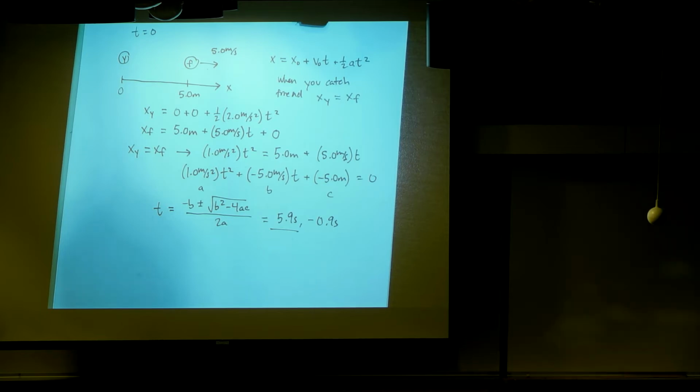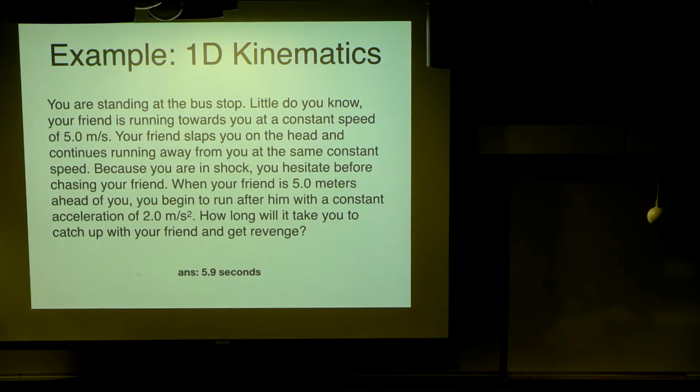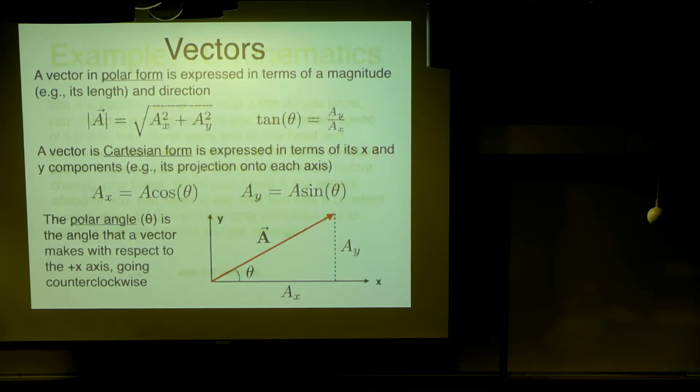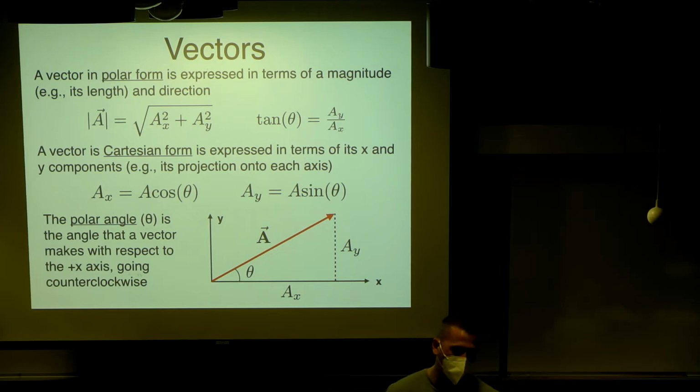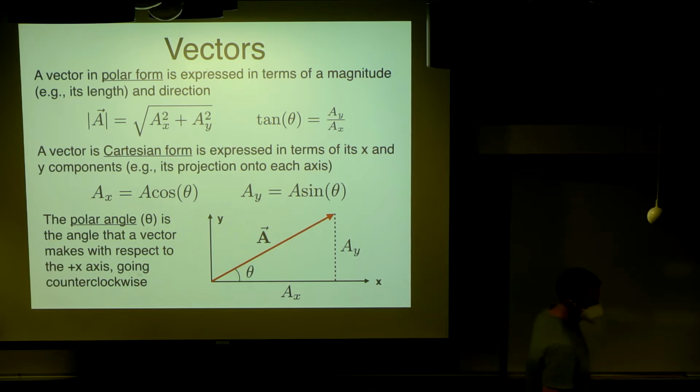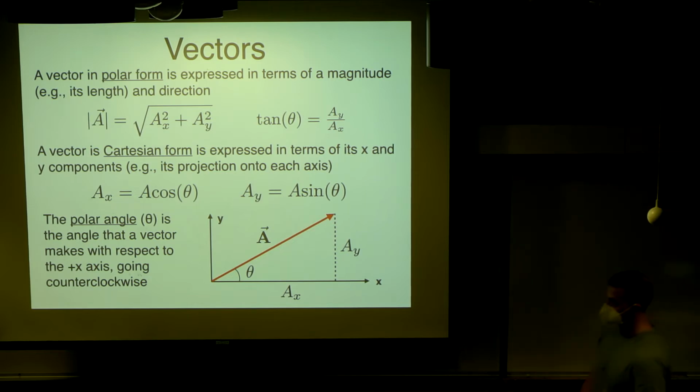All right, let's keep going. 5.9 seconds, there it is. All right, vectors. This is an important topic. So a vector is a quantity that has a magnitude and a direction. Vectors come up all the time in physics. And what I want to just remind you of here is that when it comes to a vector, we've learned about two basic ways to express that vector. You can either do it in polar form or in Cartesian form.